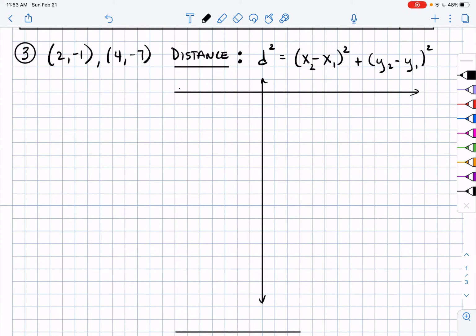Okay, so here's my x, here's my y. Now (2, -1) would be right here, and (4, -7) will be right here, right? Okay, so essentially I have a line that looks something like that. If you look at this, you can see that I really have a right triangle.